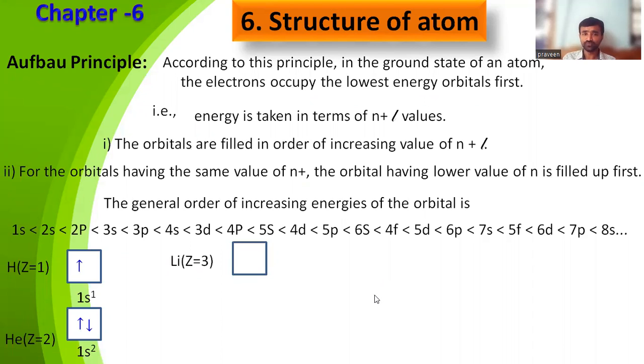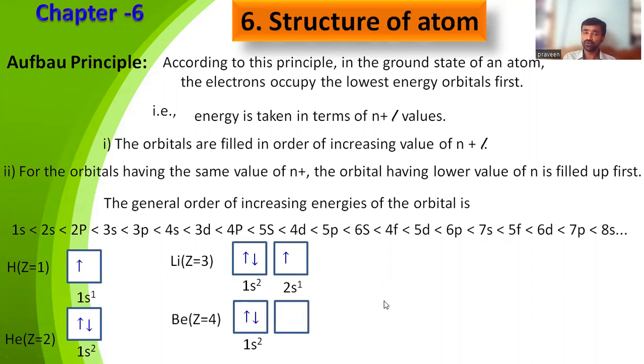So 1s2, clear. First 2 electrons filled into 1s. Then the next electron filled into the 2s. 2s1. Lithium: 1s2, 2s1. Then next, beryllium. Beryllium is 4. So 1s2, 2s2. Okay, no problem. According to Pauli's exclusion principle and the above principle, I am filling those electrons. Then I am going for boron, 5 electrons.